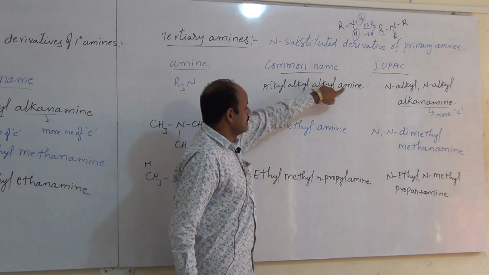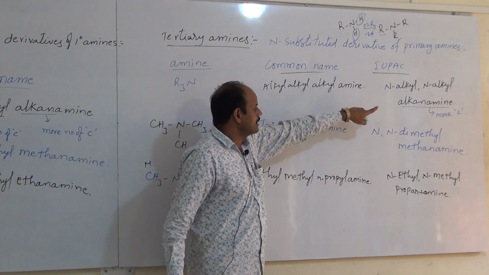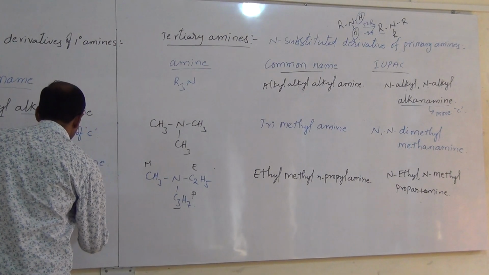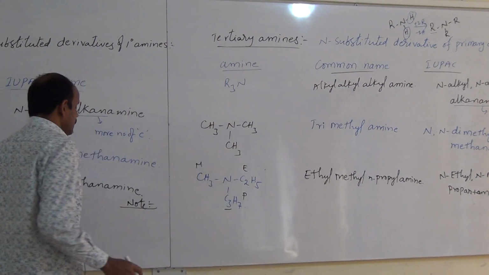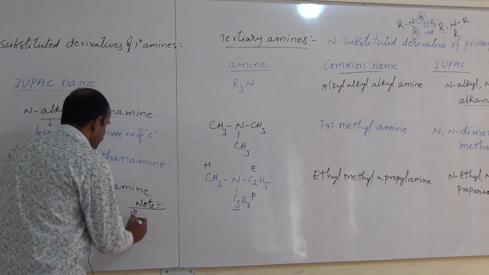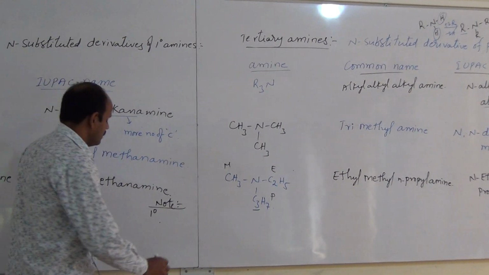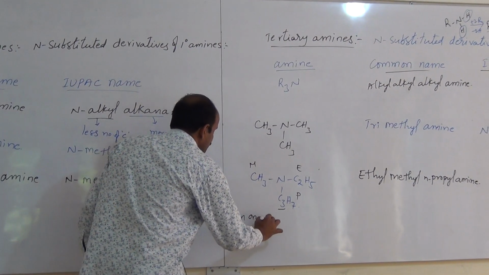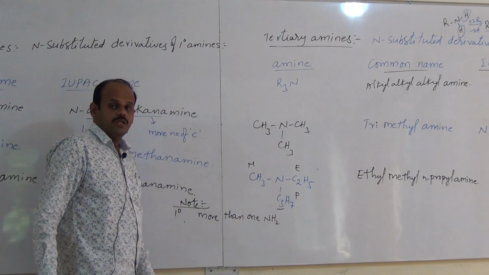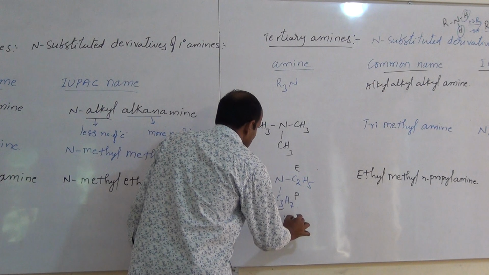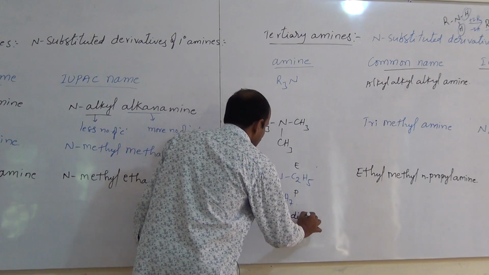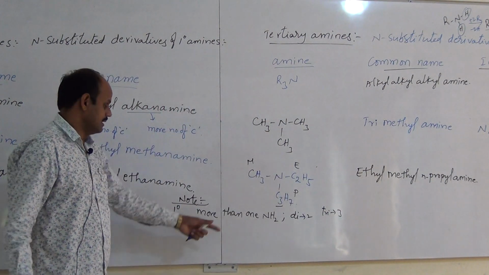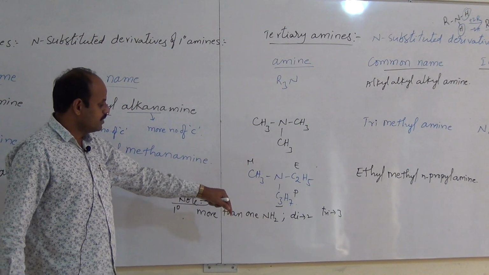Okay, these are the IUPAC names of tertiary amines. Common name: alkyl, alkyl, alkyl amine. IUPAC name is N-alkyl, N-alkyl, alkanamine. Note: in the case of primary amines, more than one NH2 group may be present. In that case prefixes should be used: if two are there, use di; if three, tri; if four, tetra. You know that very well. And in the parent hydrocarbon, don't remove the E.